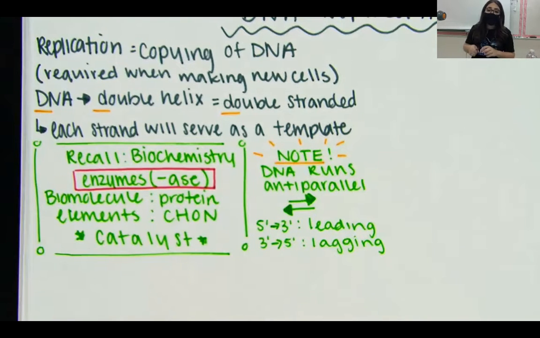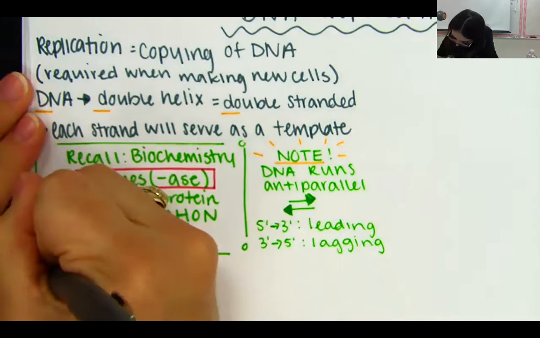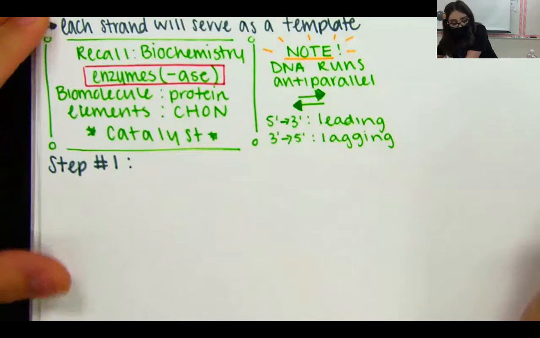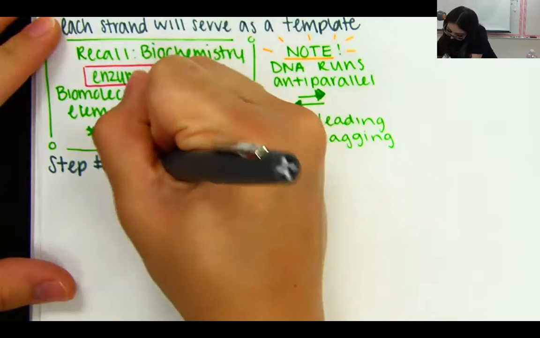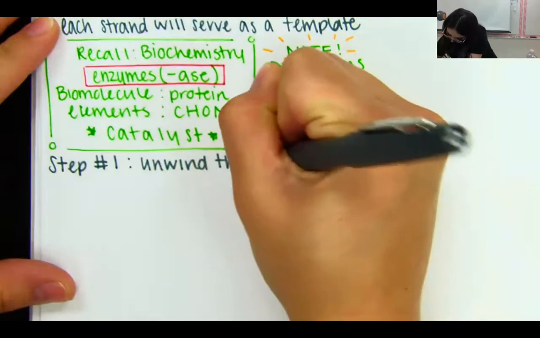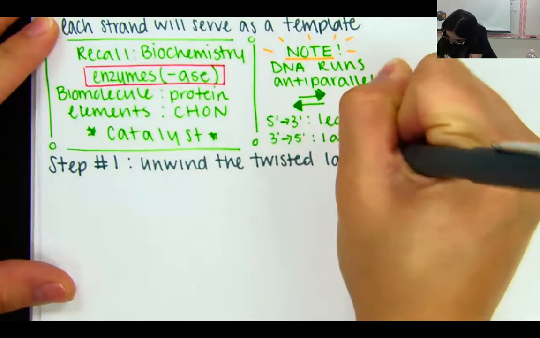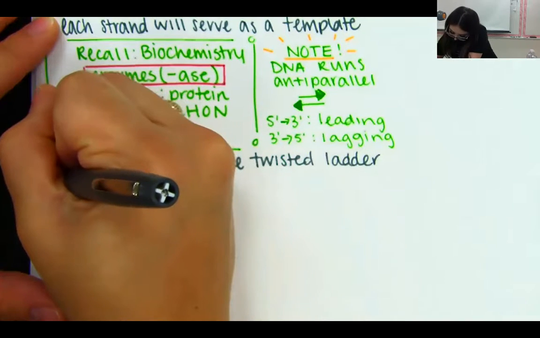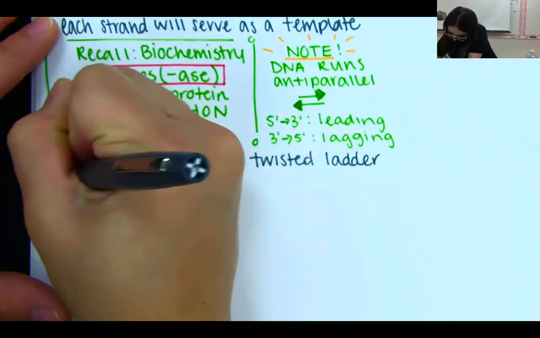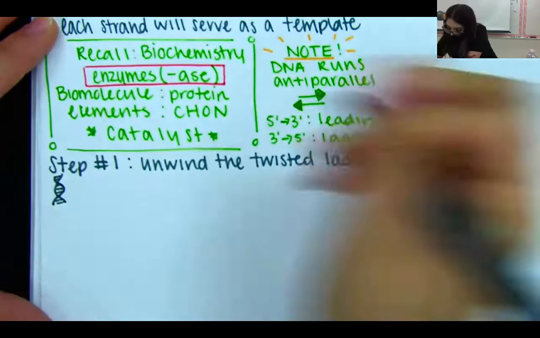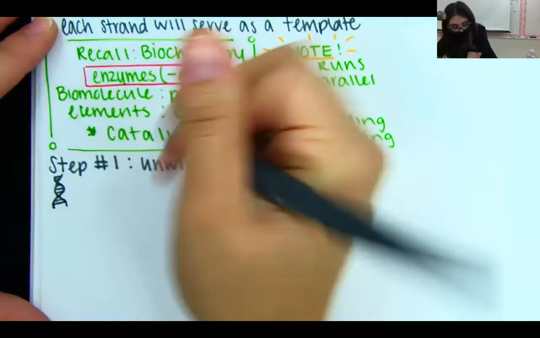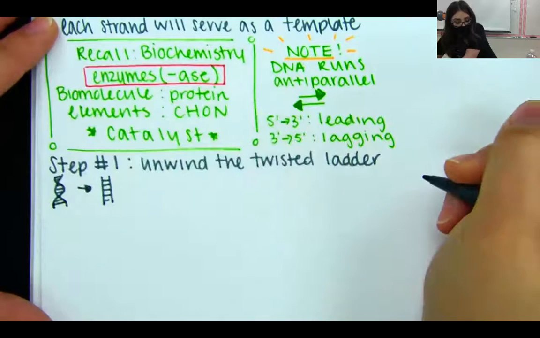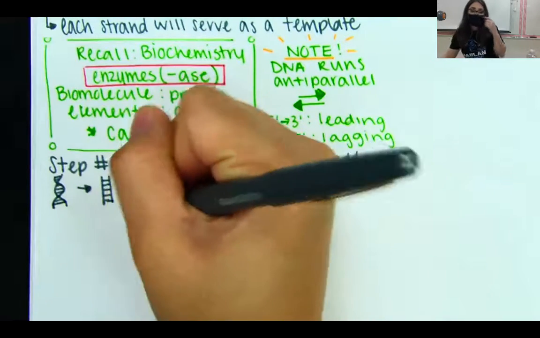All right, now let's get started on the first step of replication. The main goal of step one is to unwind the twisted ladder. So here's what we're going to do. We have our DNA, and we are going to uncoil it. And then we're going to start to break the steps.